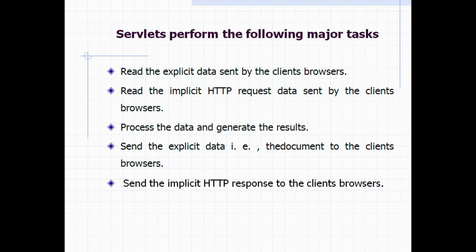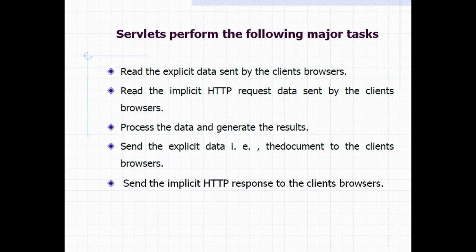This document can be sent in a variety of formats, including text, HTML or XML, binary GIF images, Excel, etc. The next one is sending the implicit HTTP response to the client browsers, which includes telling the browsers or other clients what type of document is being returned, for example HTML, setting cookies and cookie parameters, and other such tasks.